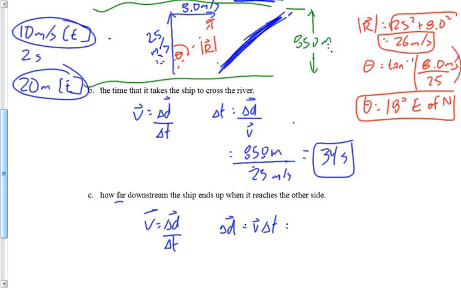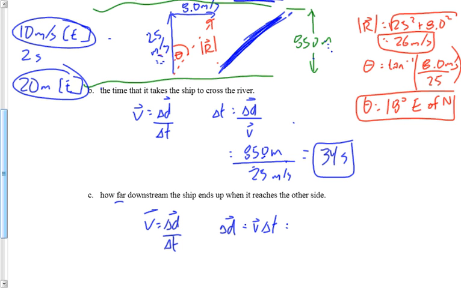What velocity do we use? If we want to find out how far downstream this way to the east it goes, what velocity do we need to use? If we want to find out how far east it goes, then what velocity do we need? 8. The velocity to the east, right?